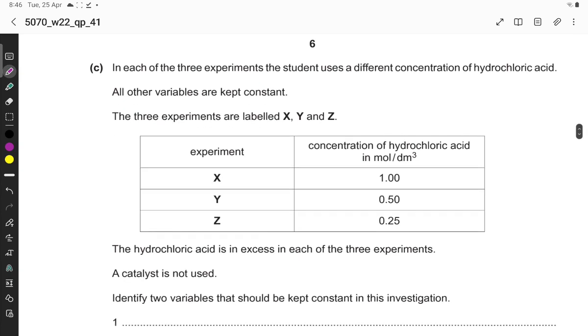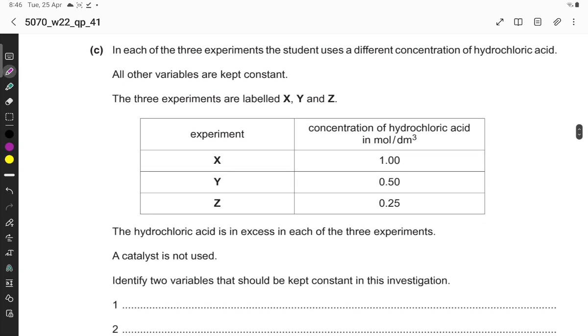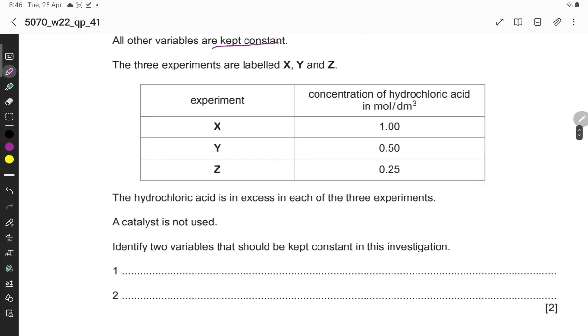In each of three experiments, the student chooses a different concentration of hydrochloric acid. All other variables are kept constant. Three experiments are labeled X, Y, Z. The concentration of hydrochloric acid decreases from X, Y, Z. The hydrochloric acid is in excess in each of the three experiments. Catalyst is not used.